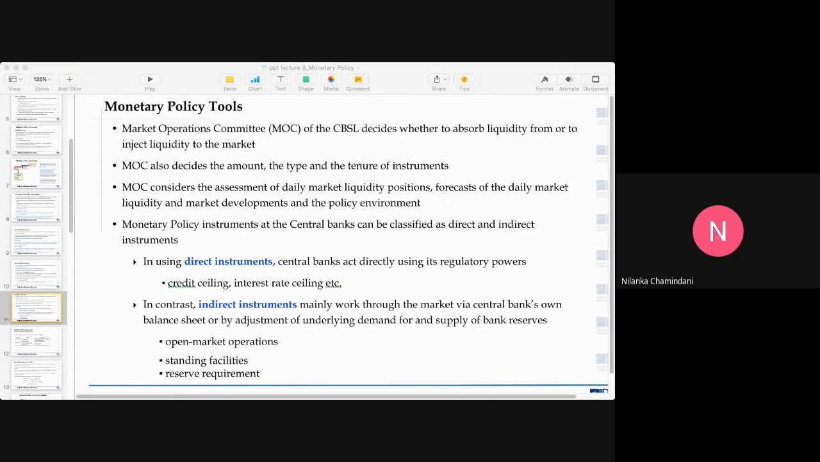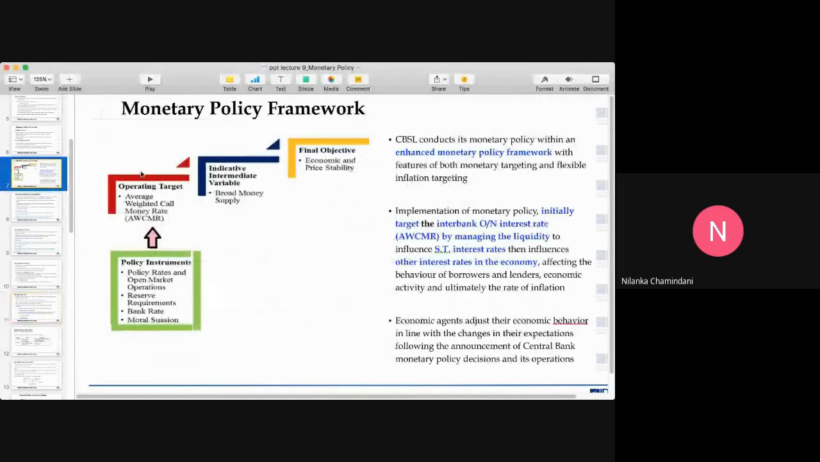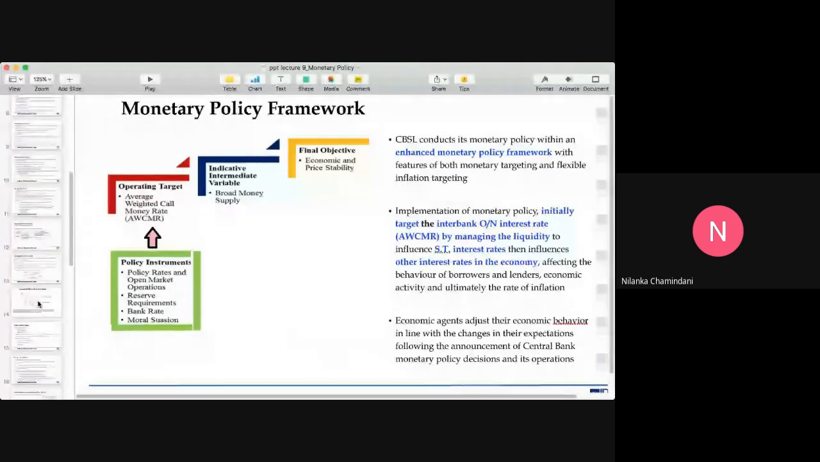Excuse me madam, in this diagram, what is that average rate you introduced in the previous slides? Yes, here, this is the average weighted call money rate. In what instances is that rate used, madam? Last week also we discussed the graph here.